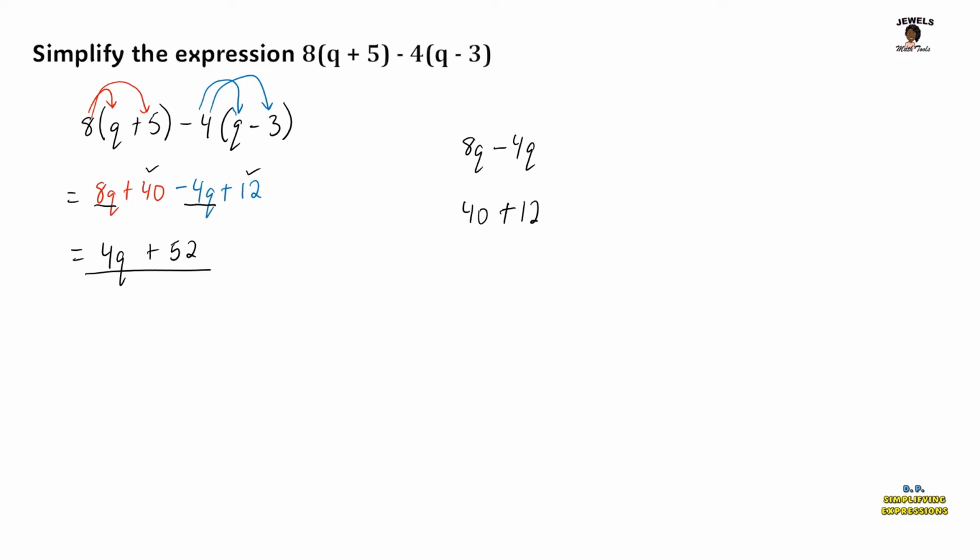And since we have a term that has a variable and one that doesn't, which is our constant, that means that we cannot simplify this expression any further.